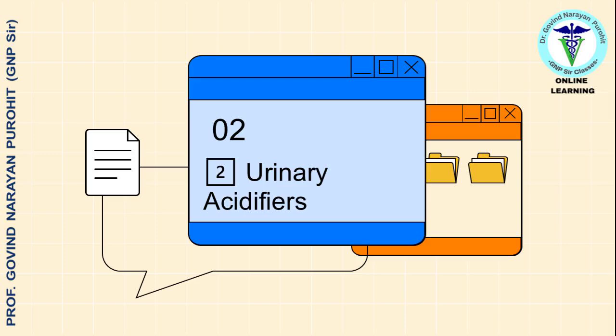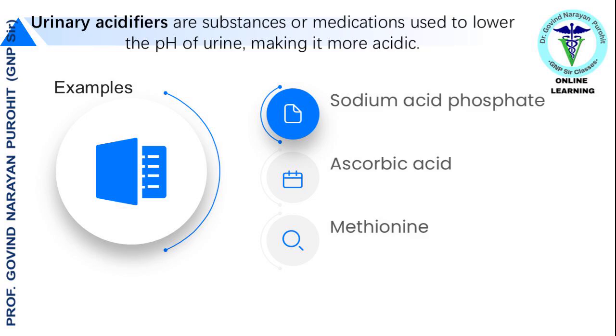2. Urinary acidifiers. Urinary acidifiers are substances or medications used to lower the pH of urine, making it more acidic. The examples include sodium acid phosphate, ascorbic acid, and methionine. The uses of urinary acidifiers include: 1. They enhance the antibacterial action of hexamine, penicillins, and tetracyclines in urinary tract infections, and 2. They help in dissolving struvite crystals in cats.